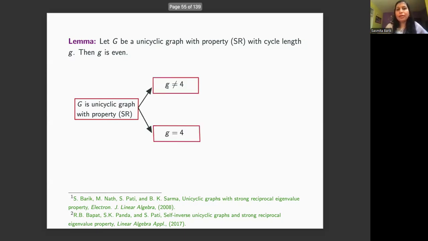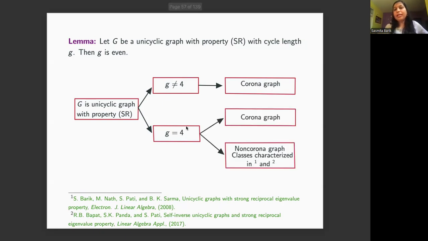So what we observed is, obviously the cycle length can be 4 or more than 4. Okay. So if it's more than 4, that means g is not equal to 4, then we observe that it must be a corona graph. Okay, there is no other graph. It must be a corona. Okay, but if g is 4, then it can be a corona, or it can have certain other structure. Those are the 4 kinds of structure that we have described. 3 classes are described here, and 1 class is described here. So that is the type of structure the graph will take, and that structure is also constructed using coronas only.